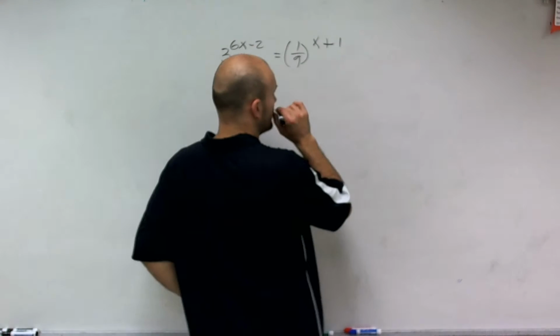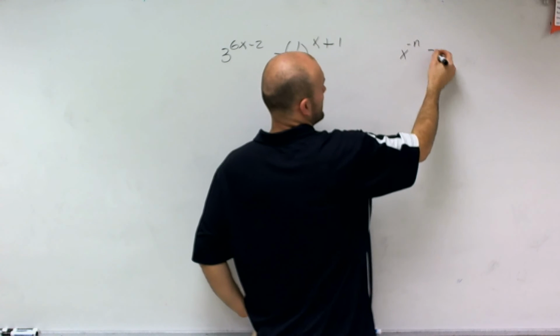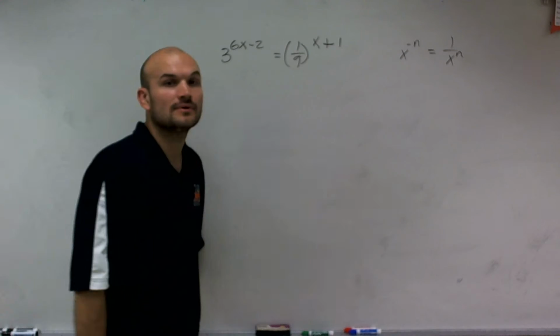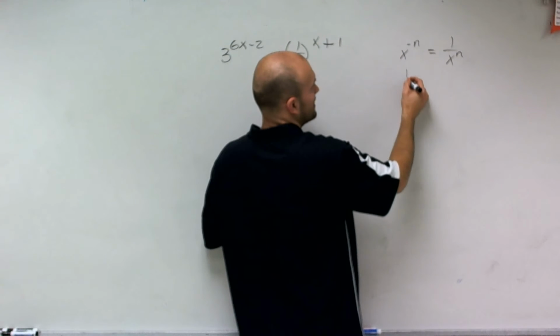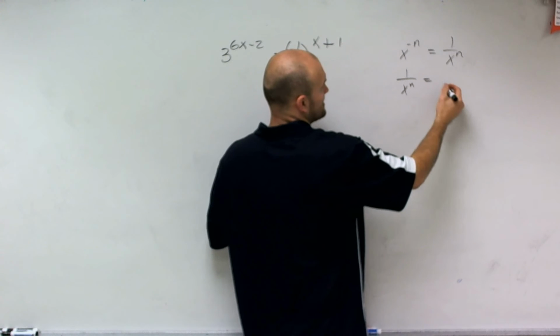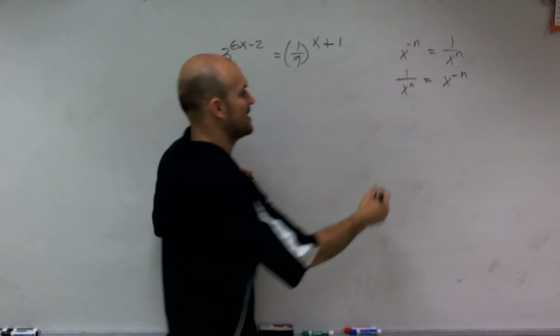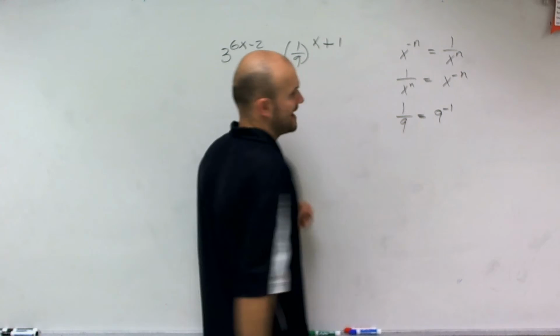So first of all, let's remind ourselves, if I have x to the negative n, that equals 1 over x to the n, right? So this becomes very, very important. If I also said 1 over x to the n, then that's equal to x to the negative n. So therefore, I can rewrite this problem as 1 over 9. I can rewrite that as 9 to the negative first power.